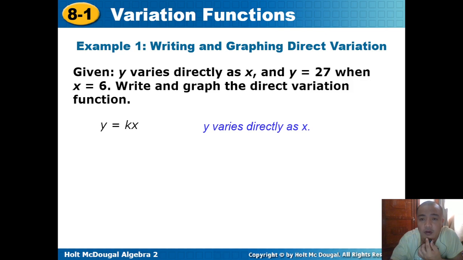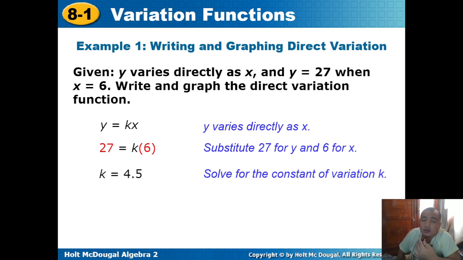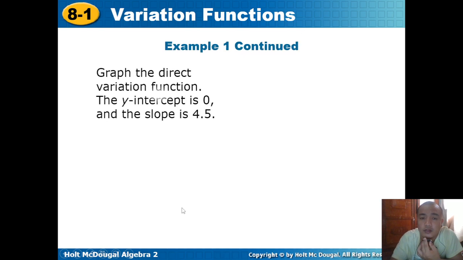Now, let us solve for the constant of variation. Just divide y by x. 27 divided by 6 is 4.5. So for direct variation, to solve for k, just divide y by x. 27 divided by 6 is 4.5. So that's the constant of variation. Therefore, the equation is y equals kx, or y equals 4.5x. Constant of variation, 4.5; equation, y equals 4.5x.